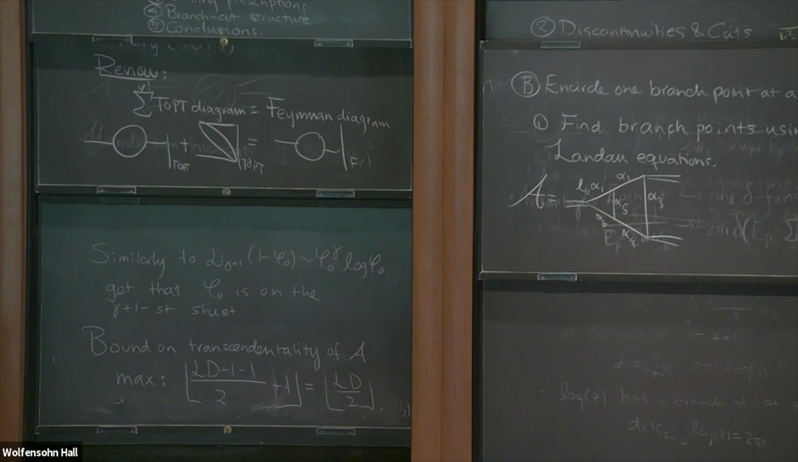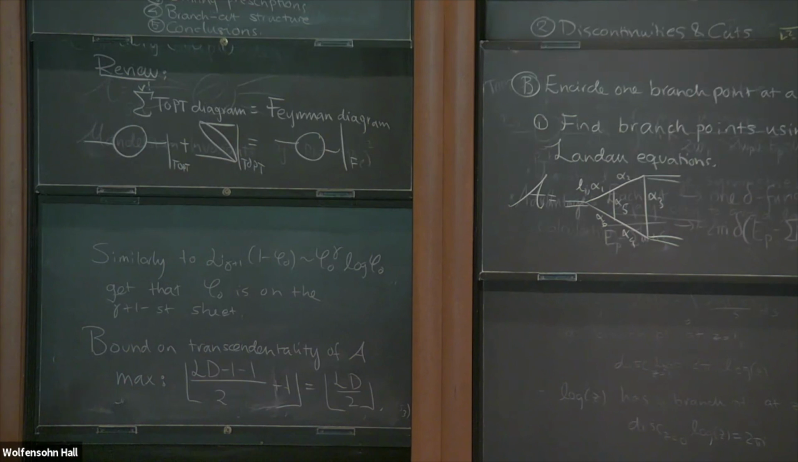And you've assumed that the answer is polylogarithmic to get a bound on it. We assume that the answer is polylogarithmic, yes. And for those of you who are familiar with the symbol, this also tells you where in the symbol this singularity occurs. It occurs in the gamma plus first entry.